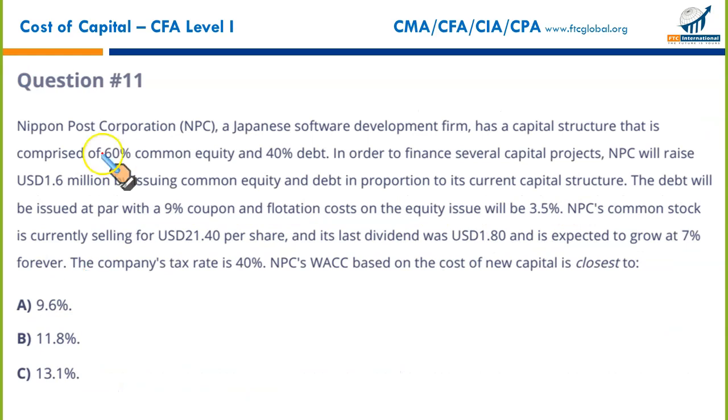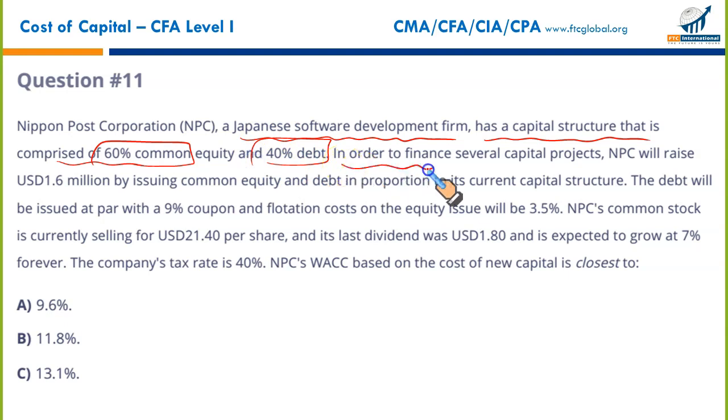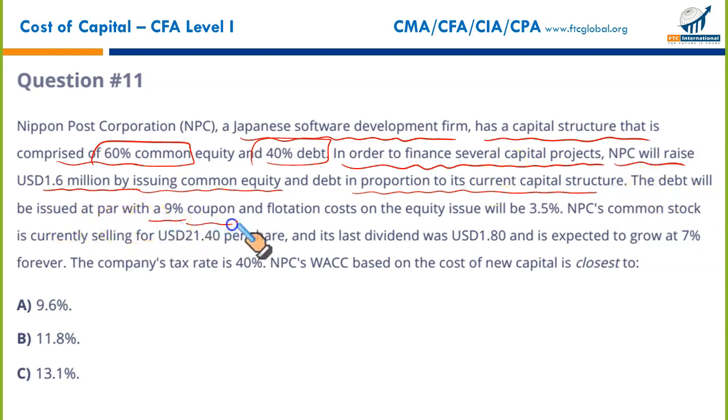Next. Nippon Post Corporation, NPC, a Japanese software development firm, has a capital structure that is comprised of 60% common equity and 40% debt. In order to finance several capital projects, NPC will raise $1.6 million by issuing common equity and debt in proportion to its current capital structure, that is 60-40. The debt will be issued at par with a 9% coupon, and the flotation cost on the equity would be 3.5%.